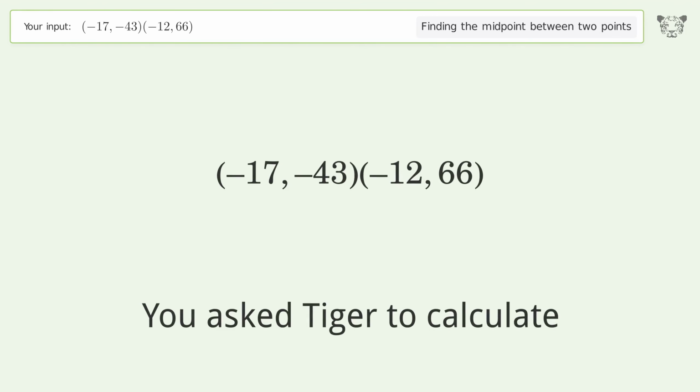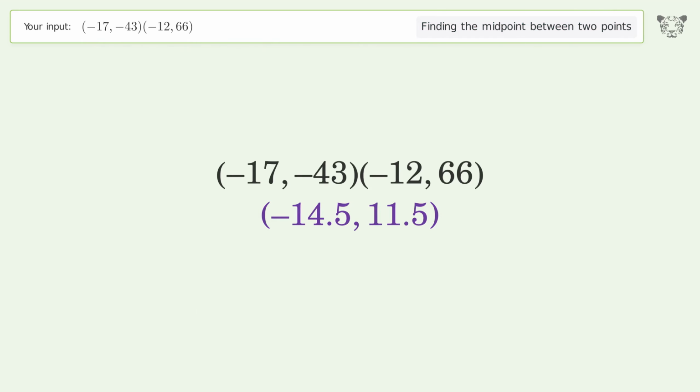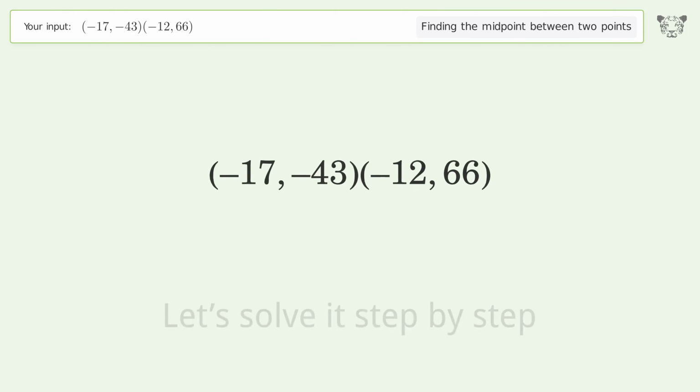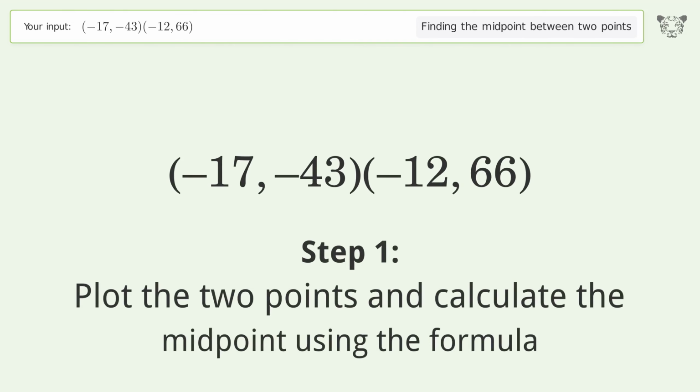You ask Tiger to calculate. This deals with finding the midpoint between 2 points. The midpoint between the 2 points is negative 14.5, 11.5. Let's solve it step by step. Plot the 2 points and calculate the midpoint using the formula.